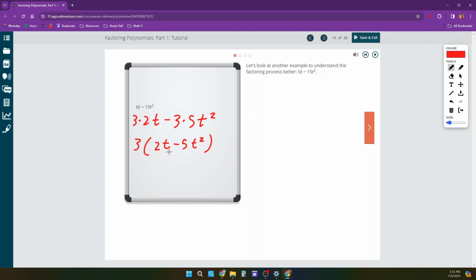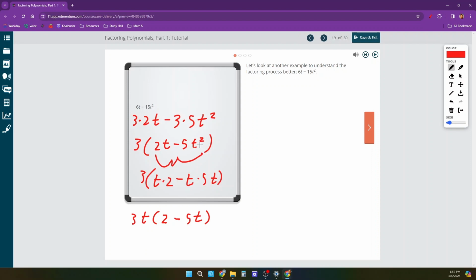However, if we keep looking at this expression, you might notice they both have t. They're both t terms. So this is also a multiple of t, because this part can be rewritten as t times 2 minus t times 5t. And of course, the 3 drops. So I could take out another t. So 3t times 2 minus 5t is our fully factored form.